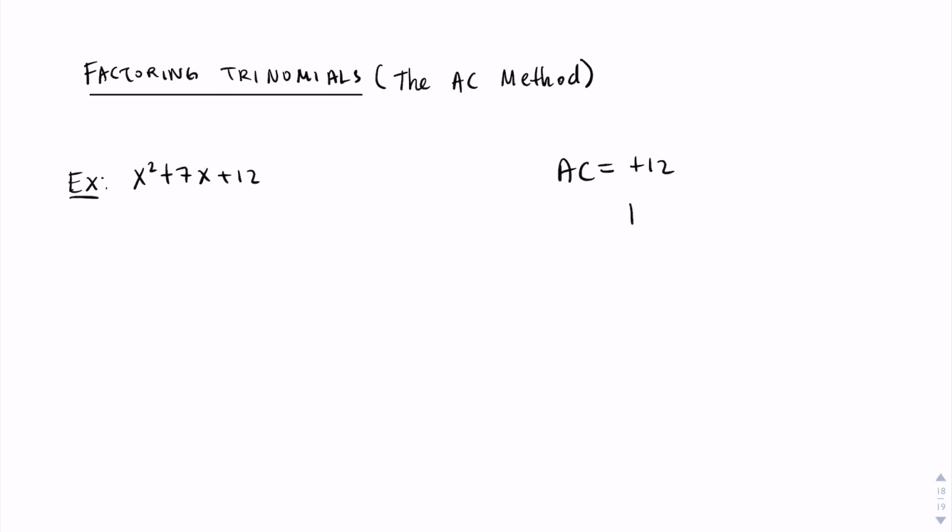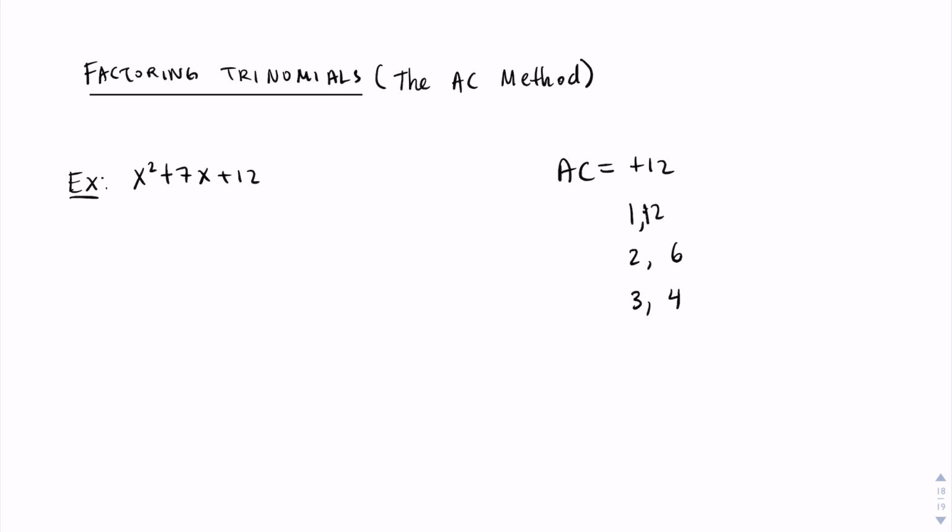So it's 1 and 12, 2 and 6, 3 and 4, and the next one would be 4 and 3, but that's there already. So we just want the pairs. We don't want to overuse things. Which of these will be the pair that we select? It's the pair that adds up or subtracts to the middle guy, the B value, right? In this case, the value of B is 7.